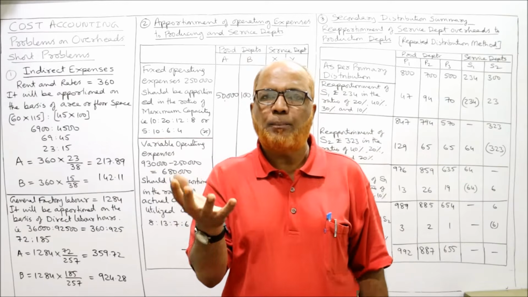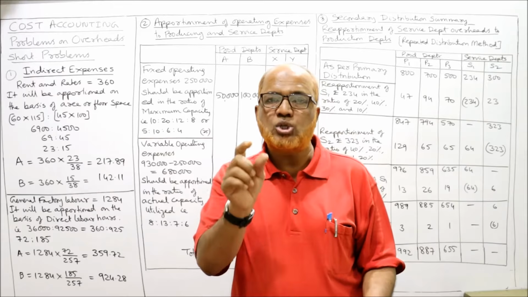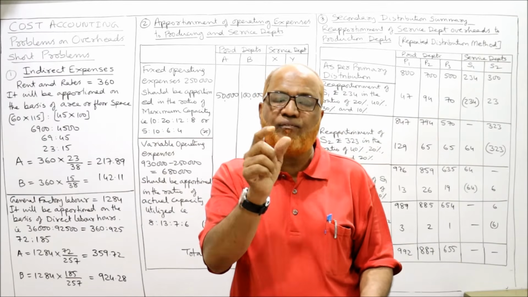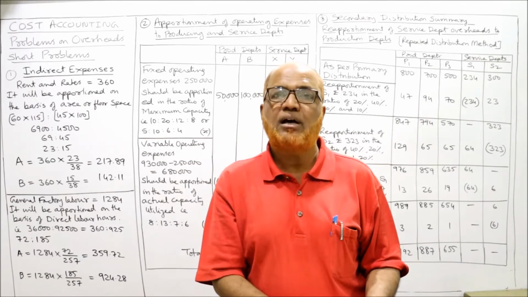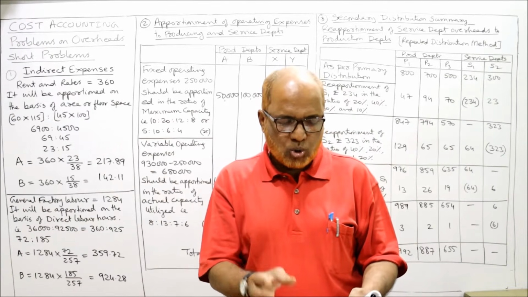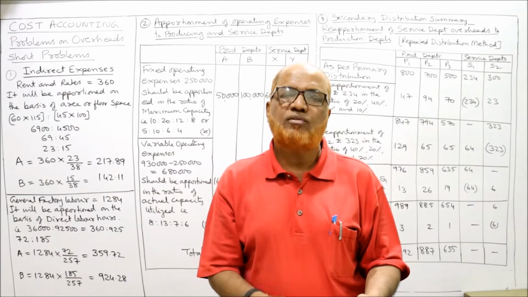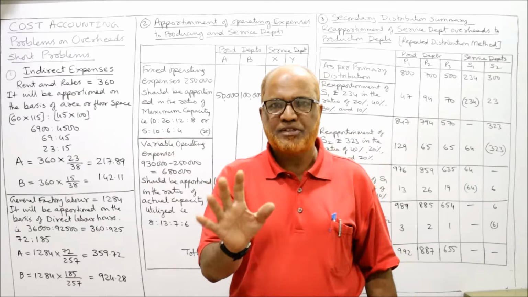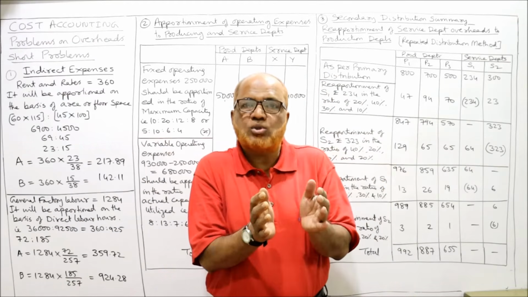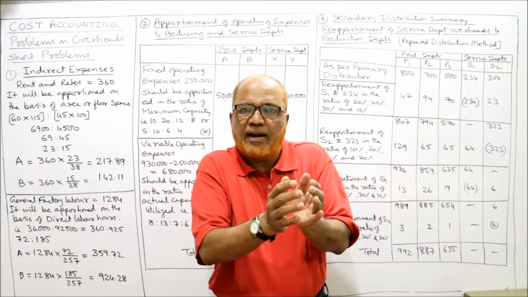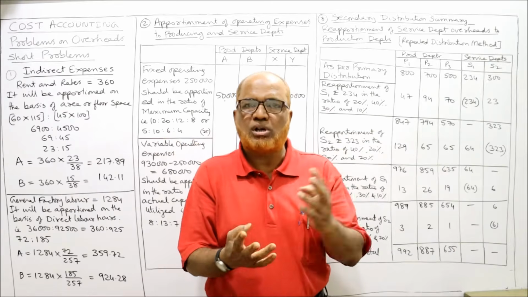Total cost incurred in the powerhouse is 9,30,000. Out of 9,30,000, 2,50,000 is the fixed cost, and the remaining, 9,30,000 minus 2,50,000, you will get the variable cost. Show what amount of operating expenses should be allocated to each of the producing and service departments. See here. So this company has its own powerhouse department. This powerhouse department is providing the power to producing departments and service departments.